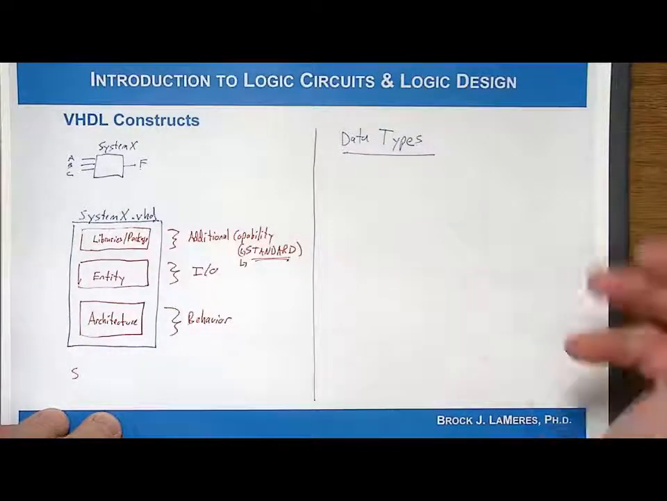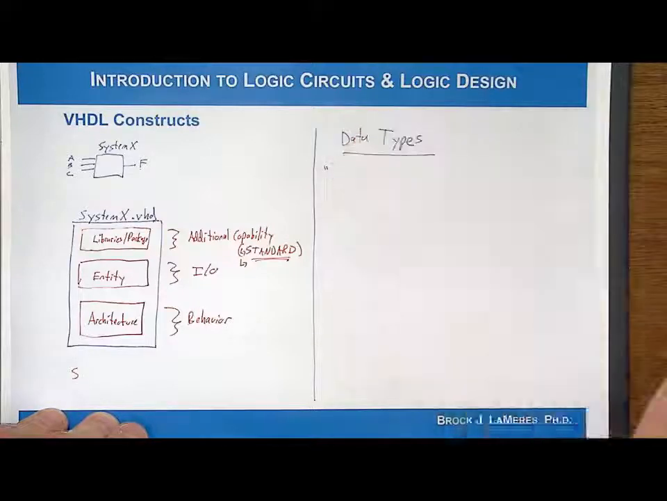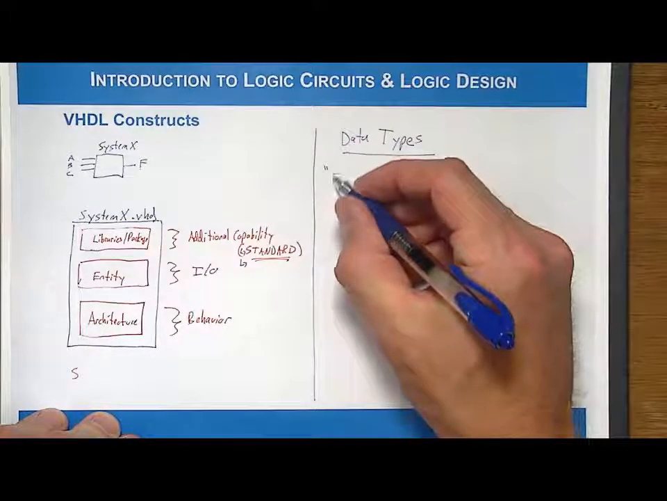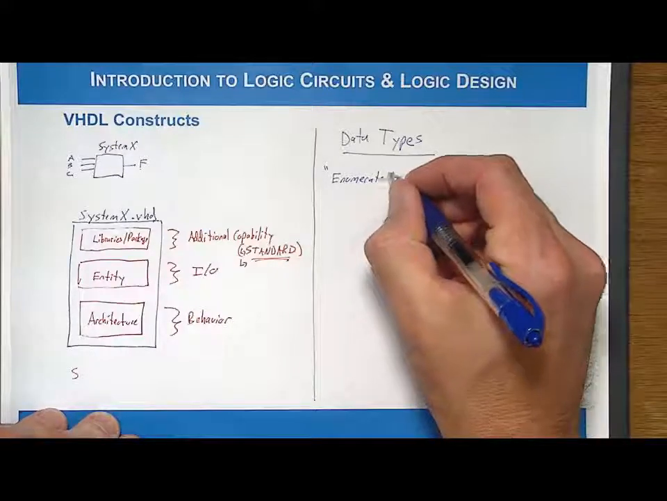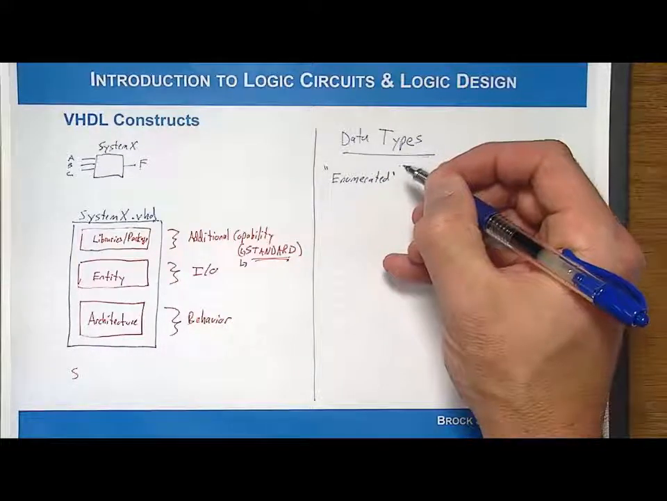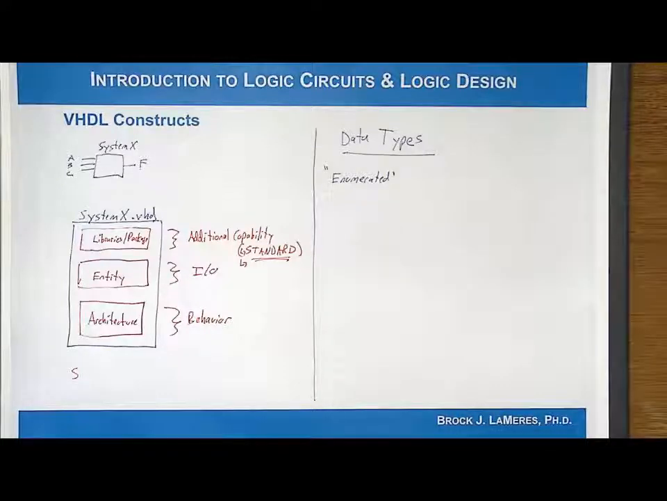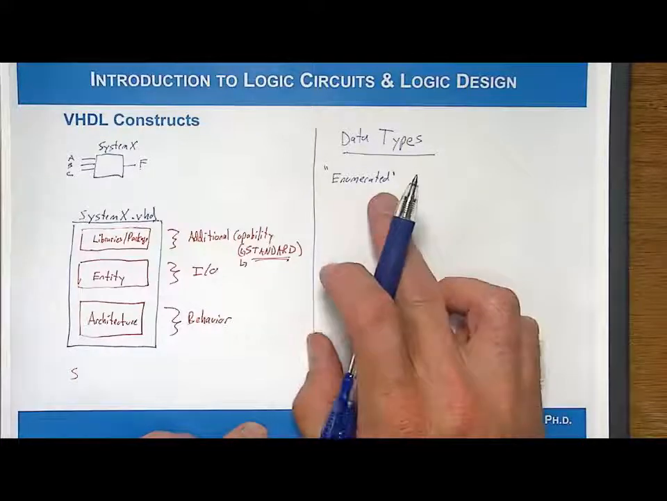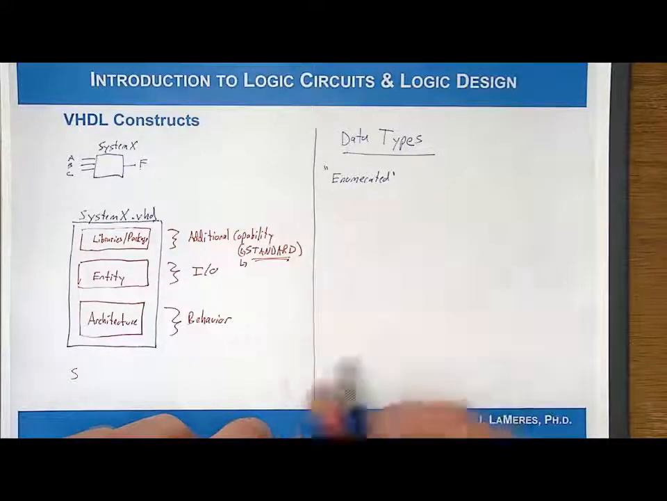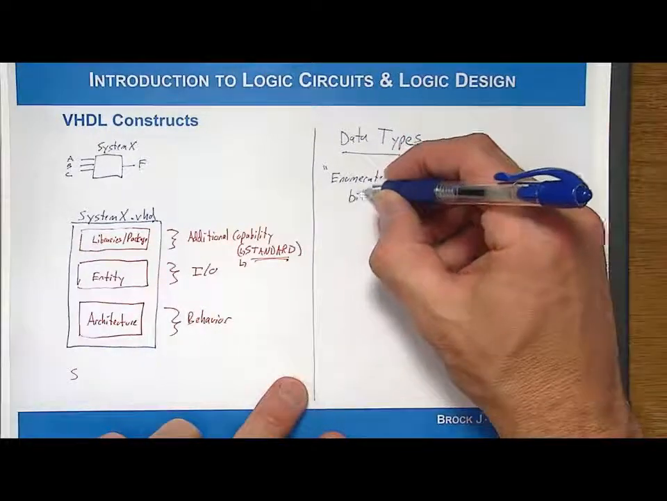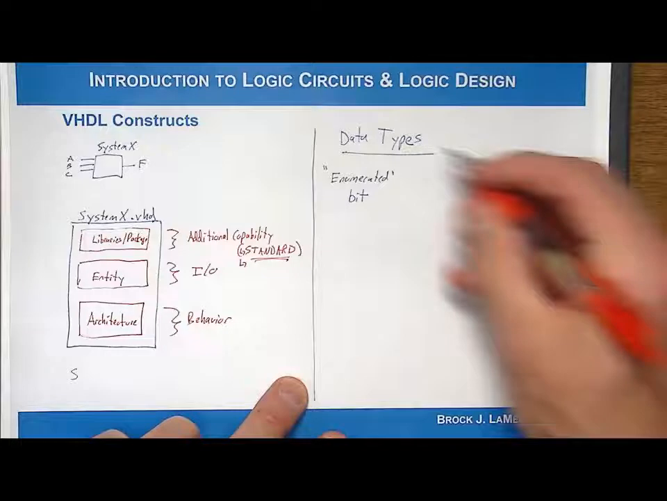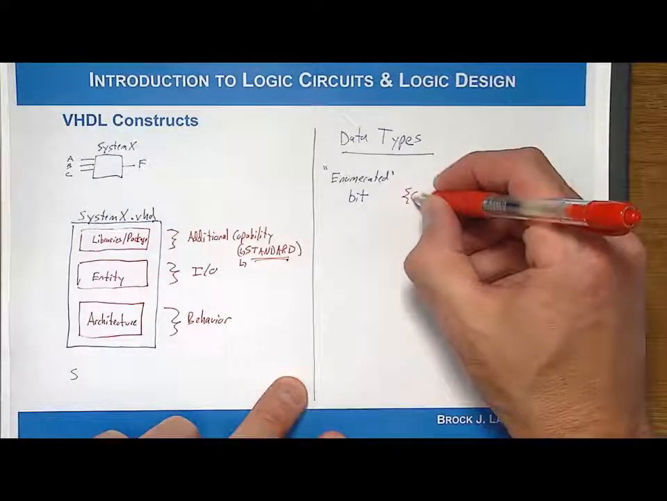So let's take a look at the first category of data types, and this is what's called an enumerated data type. So what enumerated means is that it's a data type where each and every value is explicitly listed out. Okay? So there's three main enumerated types. One of them is going to be called bit, and bit can take on the values 0 and 1.